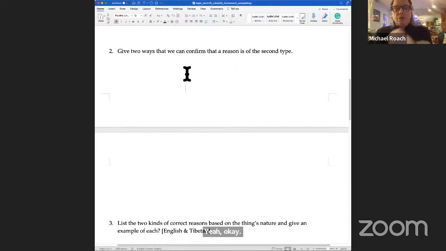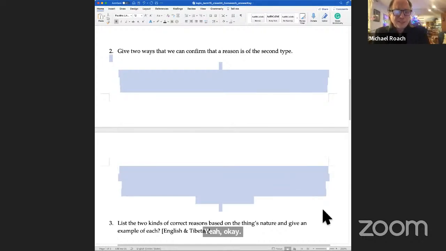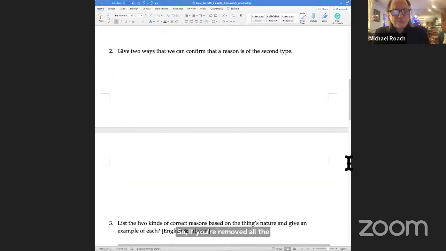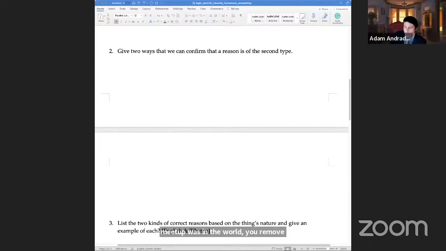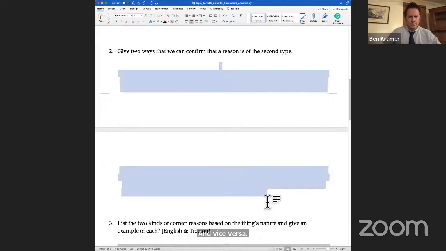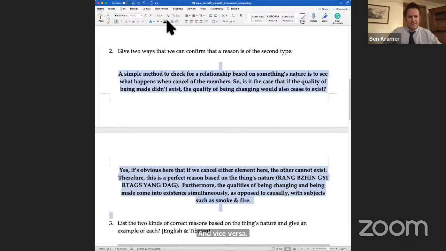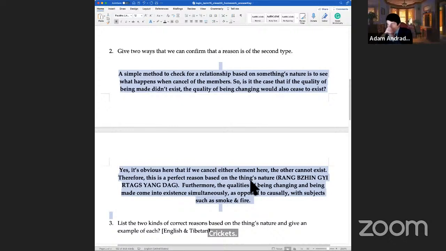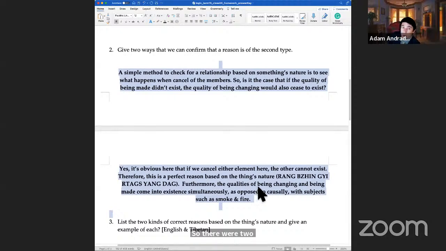So if you removed all the made things in the world, you'd remove the changing things. Yeah, exactly. And vice versa. So there were two. We had basically canceling one of the elements. So if we get rid of the quality of being made or produced, does that also cancel the quality of being changing? And I think we can say that it does.